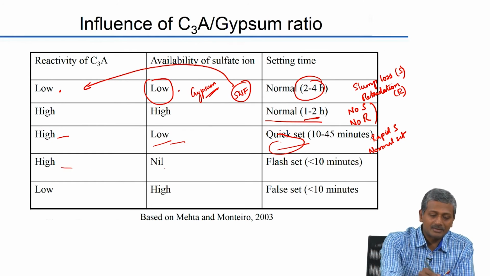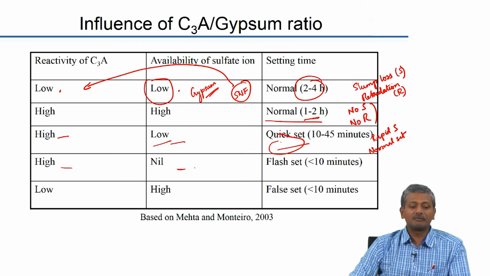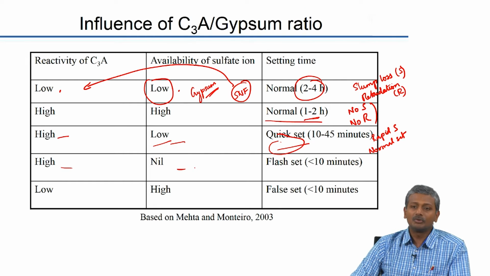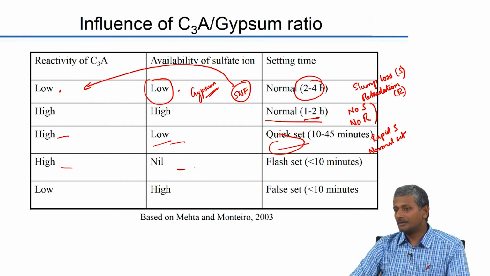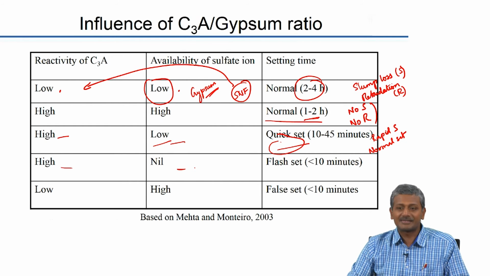In this case there is not much to discuss obviously, because if reactivity of C3A is high and there is no sulfate in the system, that will lead to flash setting that happens because of the formation of calcium aluminate hydrate. Now there of course it is a system that does not exist, so we are not really going to talk about that.